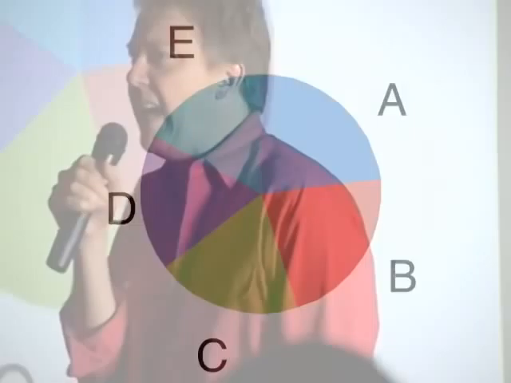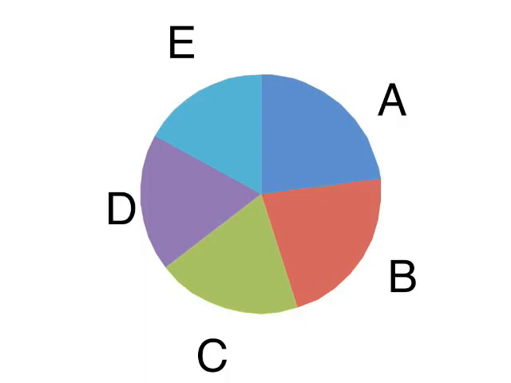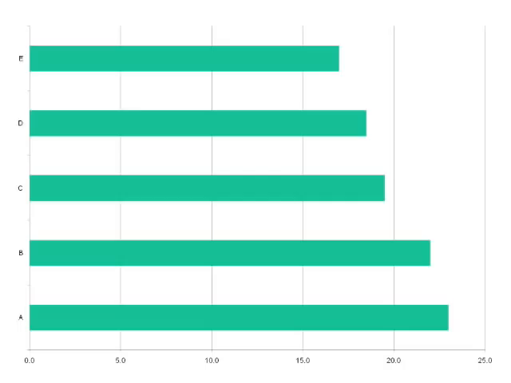Can you tell if B is bigger than A, if D is bigger than E? Not easily, because the pie chart requires you to compare the angles of the slices. And human cognition is crap at comparing angles. That's why you struggle. Instead of a pie chart, with the same data represented as a bar chart, you can immediately comprehend which value is the biggest and which is the smallest.